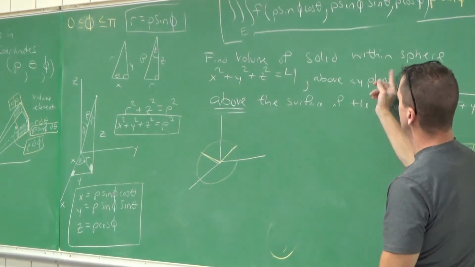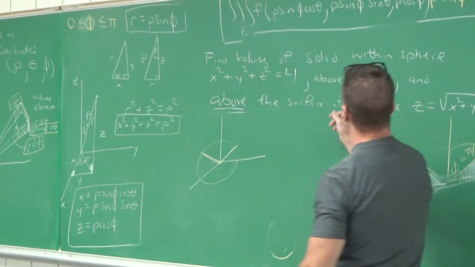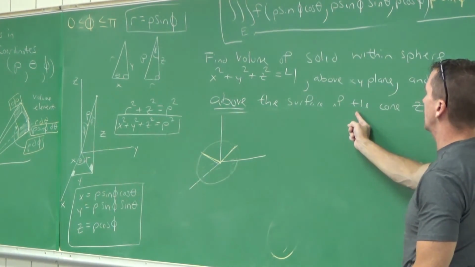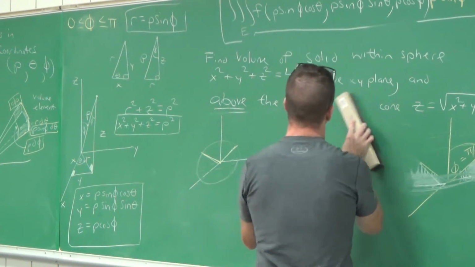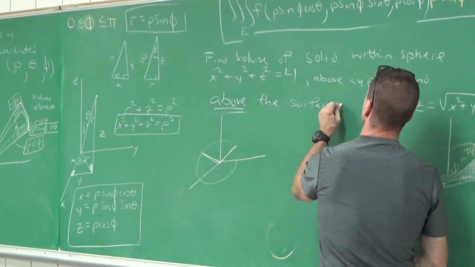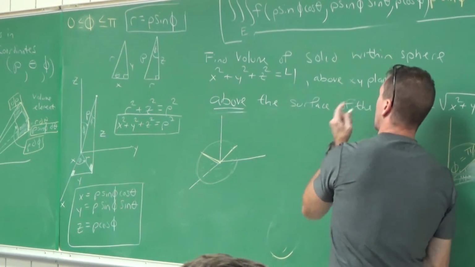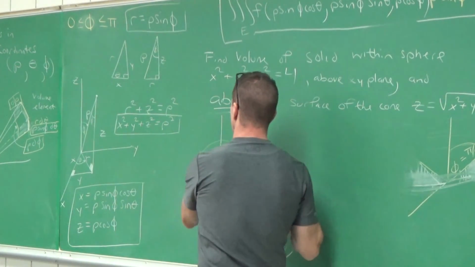Within the sphere, here's the sphere, above the xy plane and above the surface of the cone. Okay. Above the surface of that cone. Where am I shading? Above. What does this look like?